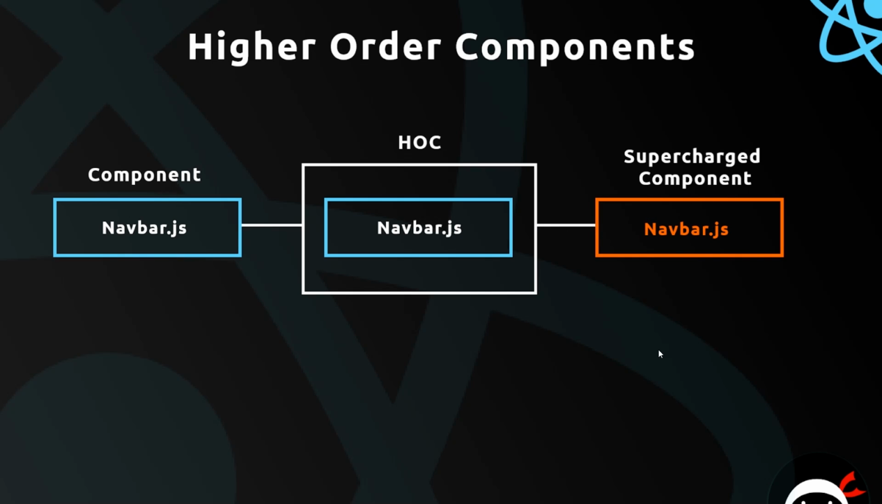So in the previous video we saw that the higher order component was called withRouter, and what that did was add props to the props object in the navbar component so that we can have information about the router inside this component. So I'm not going to go into too much detail about higher order components, but I thought in this video we would make a simple custom one of our own so you can see the basics of how they work, and if you want to explore further you can do.